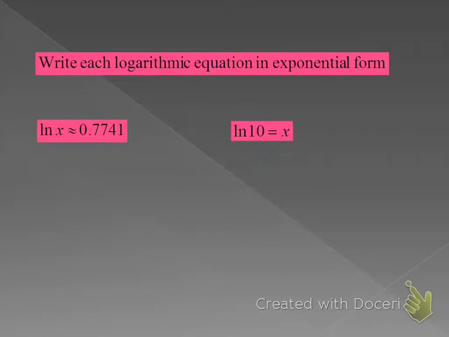All right, so now we're going to go the other way. We're going to do natural logs into exponential forms. Okay, so to do this, you have to know that natural log has a base of e. So log base e of x is equivalent to 0.7741, approximately. And once you have that, then you can do your normal switching and drop logs. So you switch x and this decimal, and then you drop your log. So e to the 0.7741 is approximately equal to x.